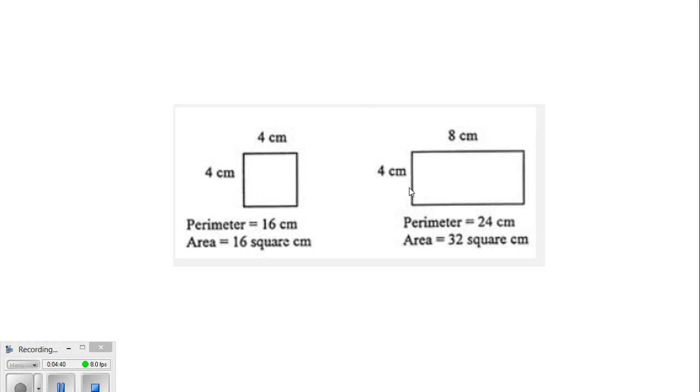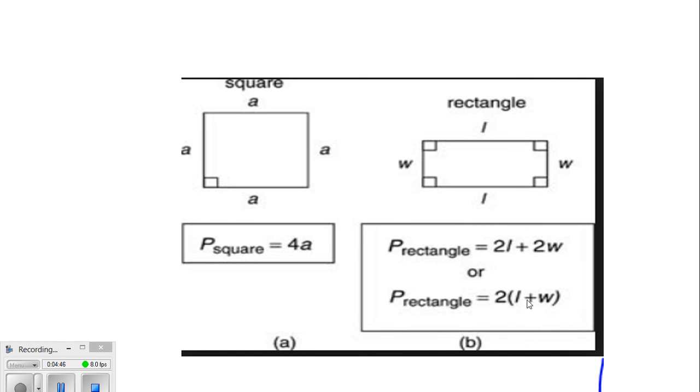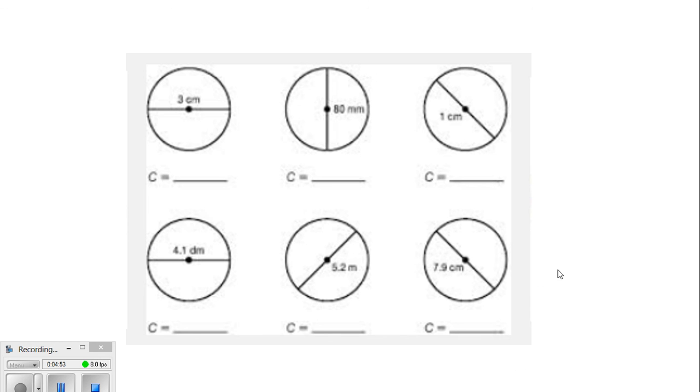And over here, perimeter, you say, well, how did they get that? It's only 4 and 8. But remember, here's the other formula. Add the length and width together, then double it. Add the length and width together and double it.